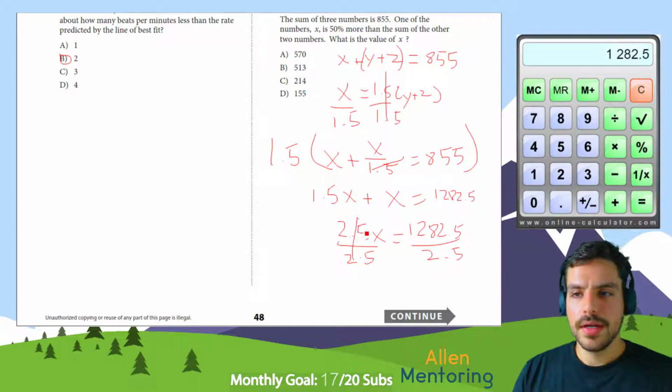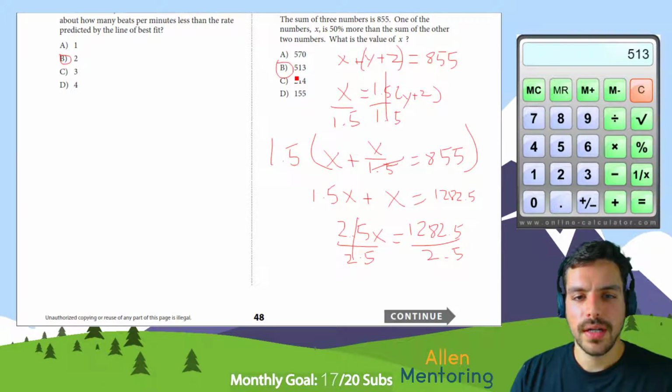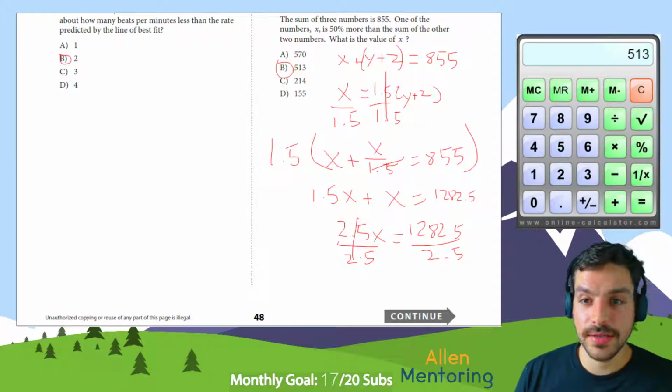All right. And so now, what is 1282.5 divided by 2.5? That'll be about 513. Whoo, very nice. I thought for a second we might not get the answer.